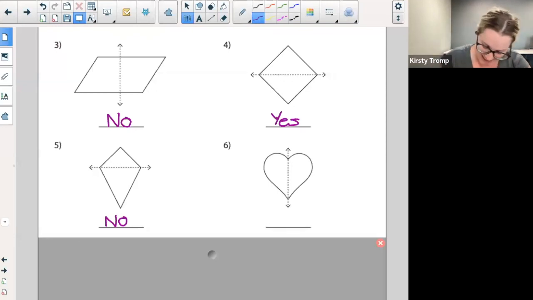Brianna, tell me, number 6, is that an axis of symmetry? Yes, it is an axis of symmetry. Well done. Tell me why. Ma'am, because when you fold it, it touches together. Well done. Amazing. The sides touch together. Well done. Thank you.